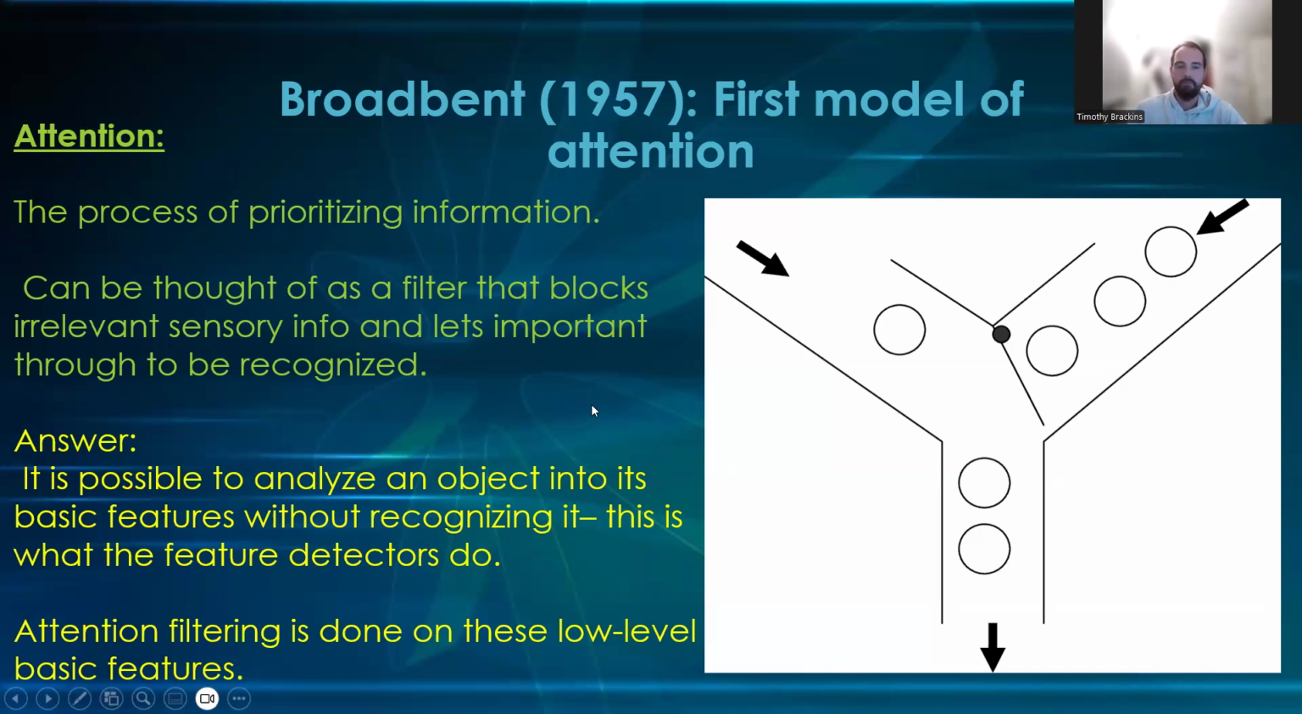But Broadbent went on to say that our attentional filtering, so deciding what to focus on and what not to focus on, is actually done using these low-level basic features. So we're deciding what to pay attention to not based off of what we know it is, but just based off of basic features. Essentially our sensory system is doing this without our conscious awareness. Our sensory system is using features of objects and then selecting them for us to pay attention to, and then we process it from there.